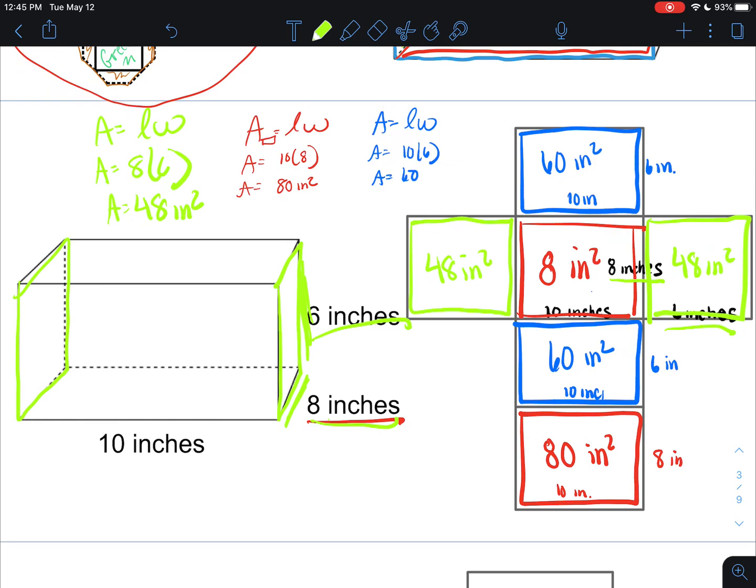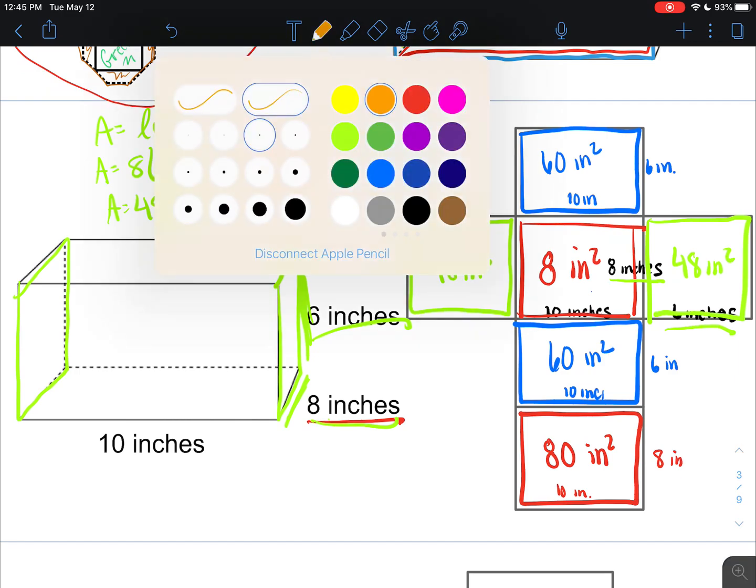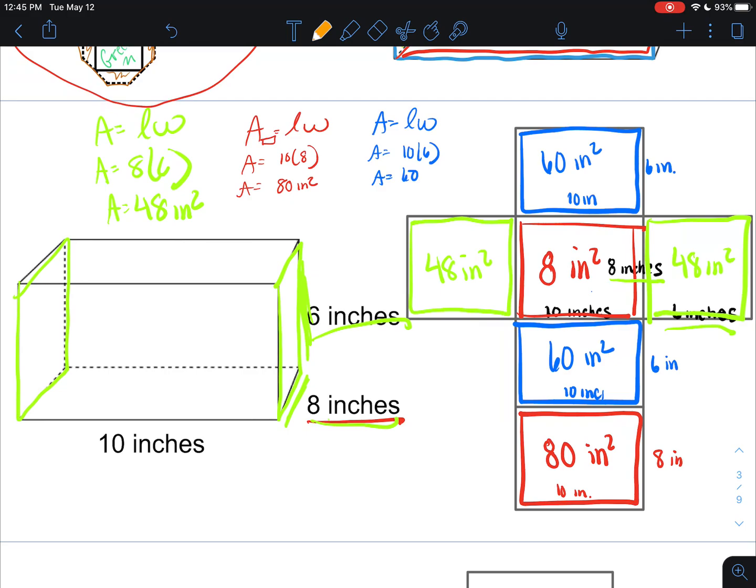And 48. Okay. So now that we know the area of each surface of the rectangular prism looking at the net, you have to add them all up because that's the area of the entire surface of the prism. So we're going to do 60, 60. Oh, that's supposed to be an 80. Woohoo, 80. I'm really losing it, guys. 48 and 48. So 60 and 60 is 120. 80 and 80, 160. 48 and 48 is 96.